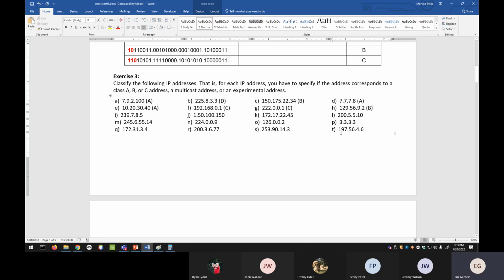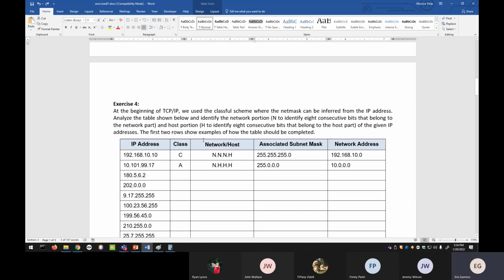So you can keep doing it like that. What about this one? E, isn't it? Experimental. Because experimental is between what and what? Between 240 and 255. Okay, so it's experimental. We are doing S. Okay. Yeah, I jumped to another one.